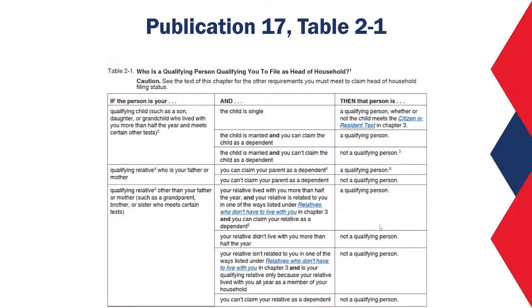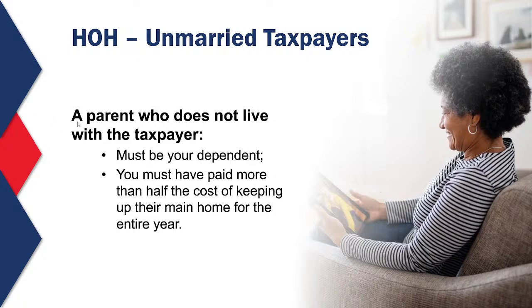And of course, Publication 17. Here we go. It has a table for you. Of course, they're going to have a table for everything, it seems like. This table is specifically asking who is a qualifying person for you to be able to file as head of household. Go through here, find out whether or not they meet the test to be considered. So these are the IRS guidelines, basically what we were just talking about. A parent does not have to live with the taxpayer, but they must be your dependent. And you must have paid more than half the cost of keeping up their main home for the entire year. Just remember yesterday's lecture. We talked about this in detail.